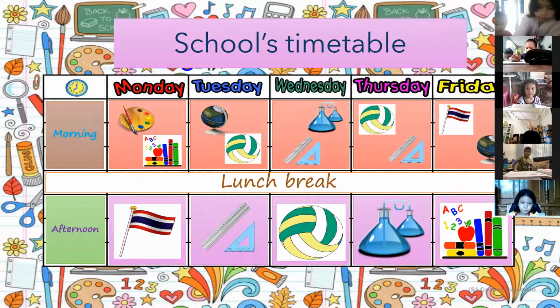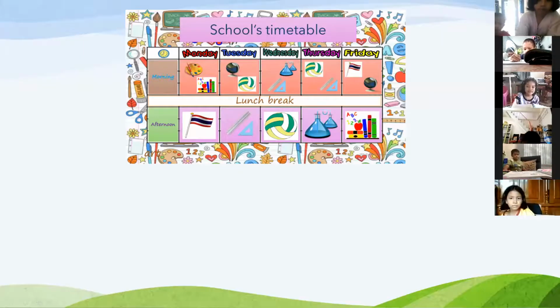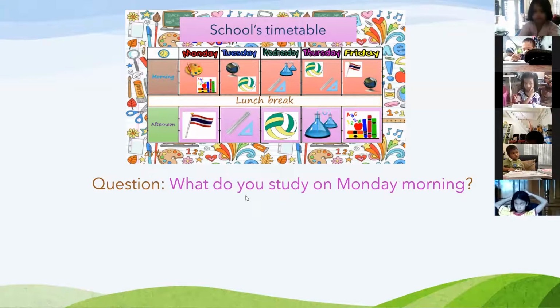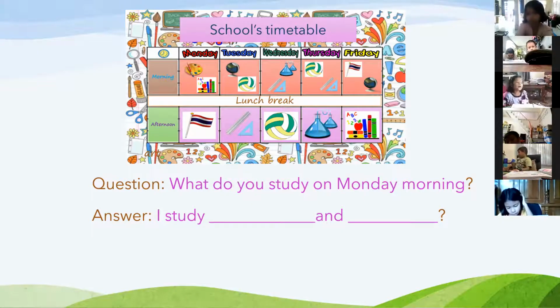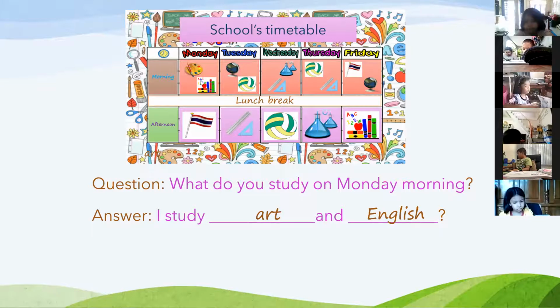Okay, listen. I made a question for you to answer. Everybody will answer the question. So I have here a question. What do you study on Monday morning? The answer is, I study blank and blank. Can you answer it? What do you study on Monday morning? Everybody will answer. Art and English. Okay, I study art and English.